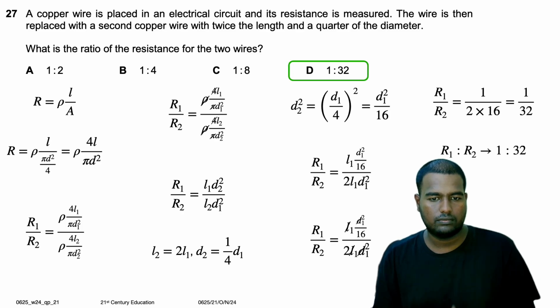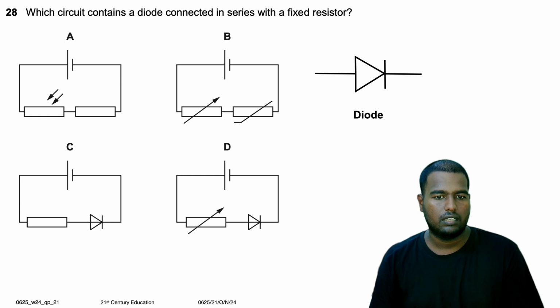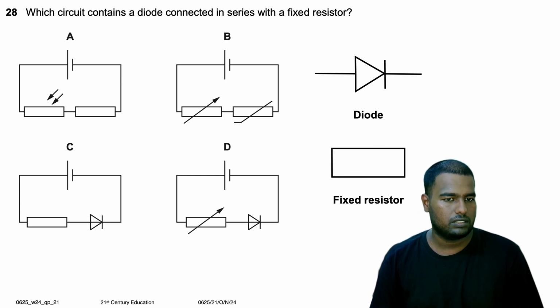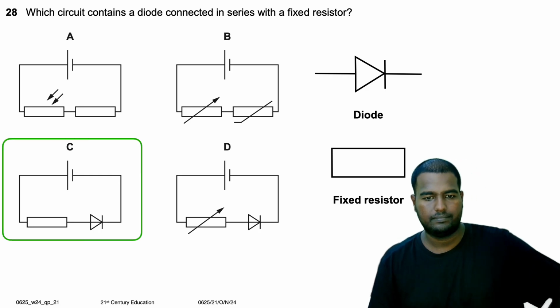I hope it's clear. Little tricky question, that's all. Which circuit contains a diode connected in series with the fixed resistor? Okay, what is the diode symbol? This is the diode symbol. Fixed resistor symbol is this. So which circuit has it? C.